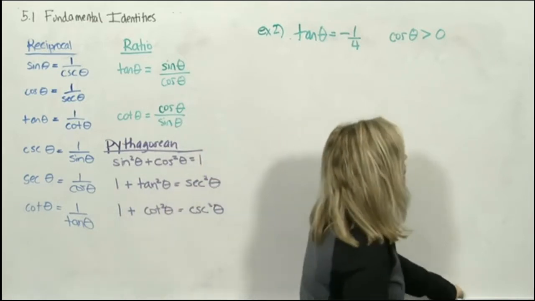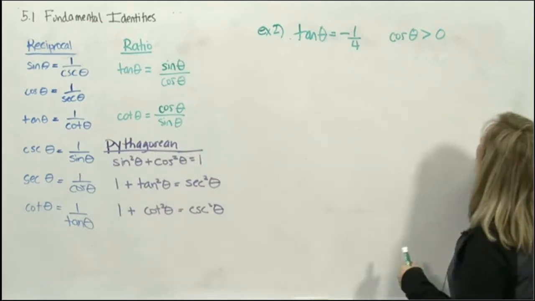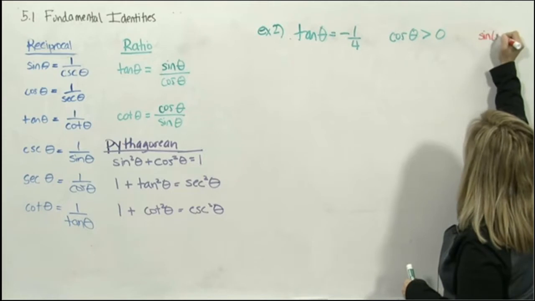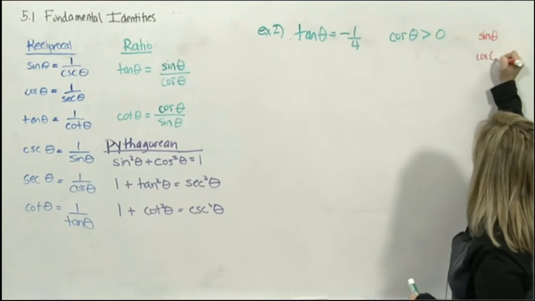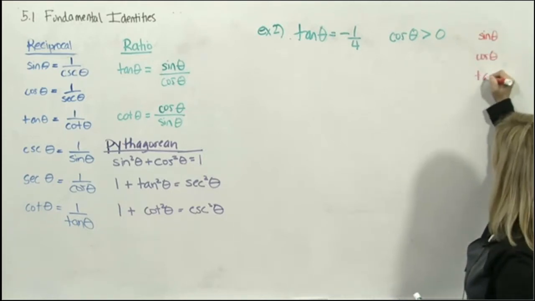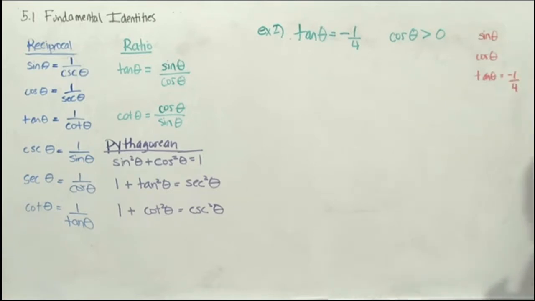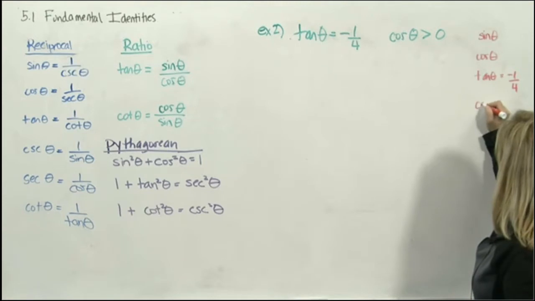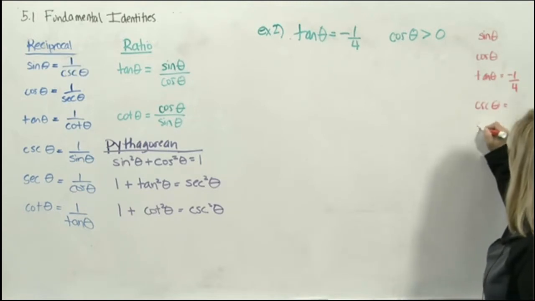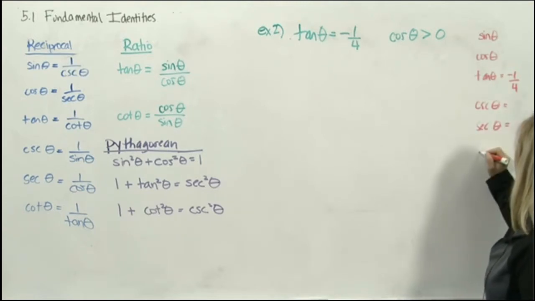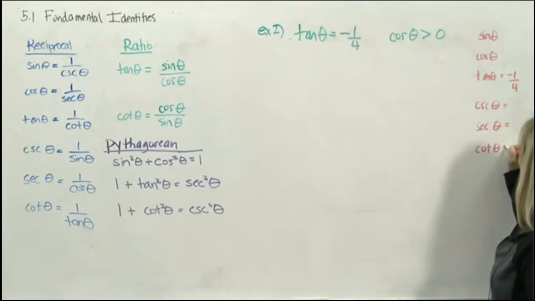So I'm just going to write myself a note what I'm looking for here. I want to know sine theta, cosine theta. I already know tangent. I'm going to write it down. I know tangent theta is negative 1/4. They want to know cosecant theta, secant theta, and cotangent theta.